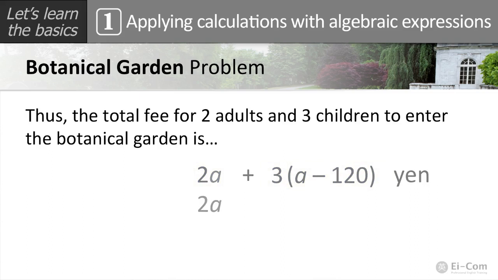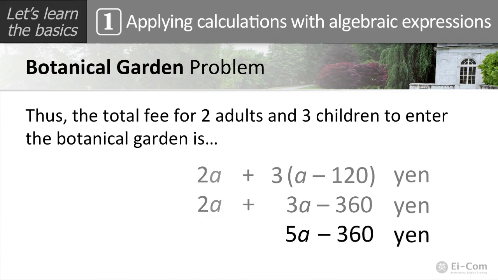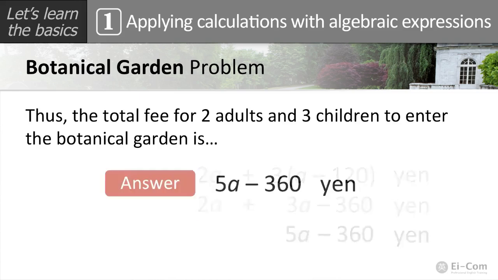2a is simply 2a. Bring the plus sign down. Removing the parentheses, we get 3a minus 360. Next, we combine like terms to get 5a minus 360. So, the answer is 5a minus 360 yen.